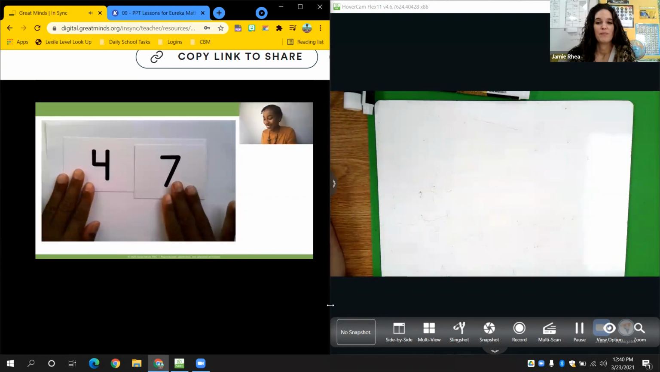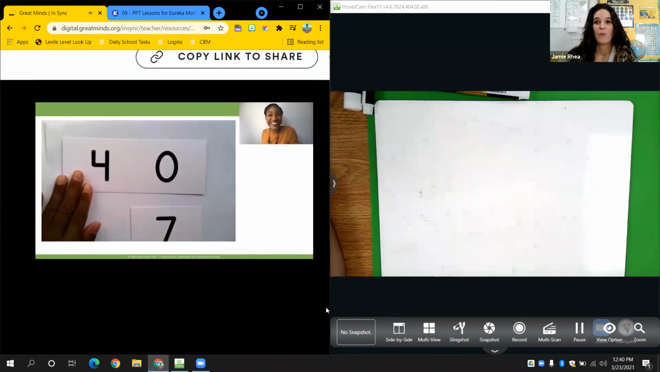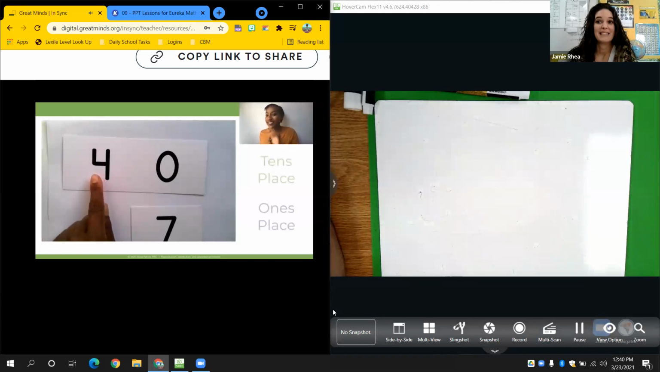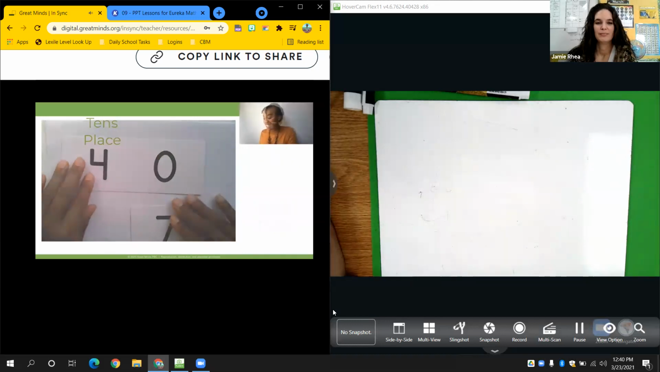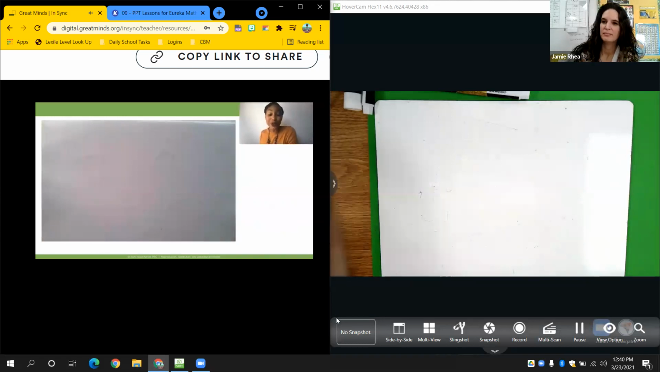Let's see. There's a secret 0 hiding there. That 4 represents 40 because it's in what place, mathematician? It's in the tens place. Because it's in the tens place. Go ahead and pick up your marker and follow along with me. We're going to draw quick tens to show 47.